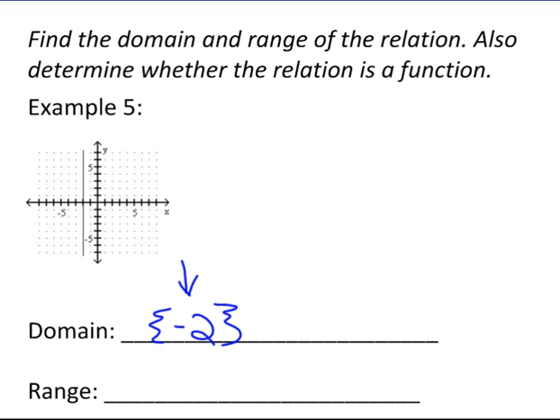Well, let's look at the range. Range is up and down. How far down does this graph go? Well, the lowest we go on the graph is negative infinity, and the highest we go is positive infinity. It has arrows. It keeps on going.